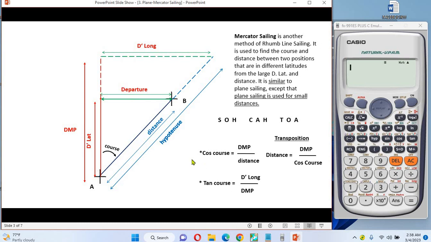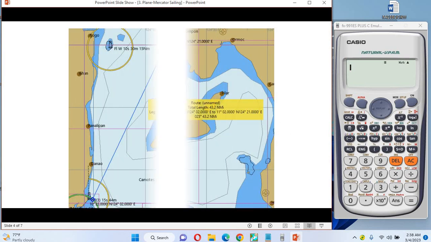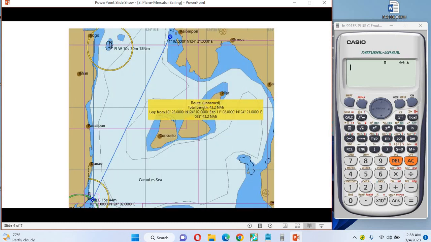Okay, so a formula is not too good if it is not used in an example. So I will try to make an example. Somewhere from Bagakay Point to Palompon, Leyte. This is point A and this is point B. If you notice, the answer is already there. The course is 25 degrees and the distance is 43.2 nautical miles.